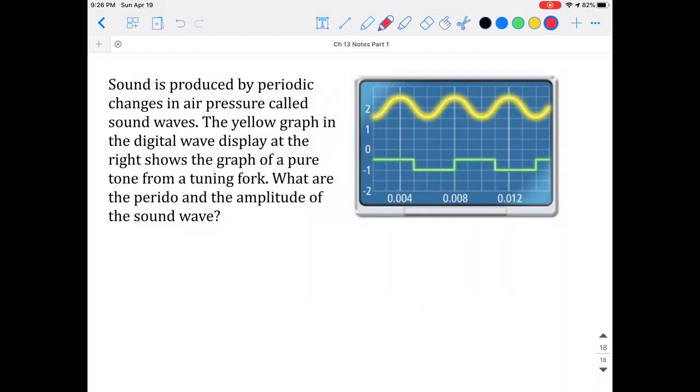So remember, easiest way to figure out your period, you need to know the cycle. Easiest way to know the cycle is by looking at the maximum values on your graph. So between these maximum values is going to be one cycle. So one cycle of this graph is going to be between 0.004 and 0.008. That's where our cycle begins and ends, which means that our period is going to be 0.004. That's the length of this cycle.